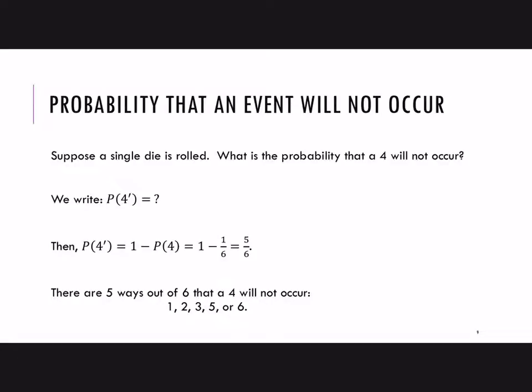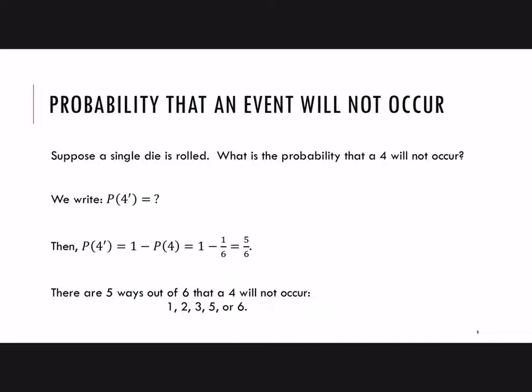All right, what is the probability that an event will not occur? One option is to just add up all the ways in which that can happen, but we also have a second method that we could use. Suppose a single die is rolled. What is the probability that a 4 will not occur?